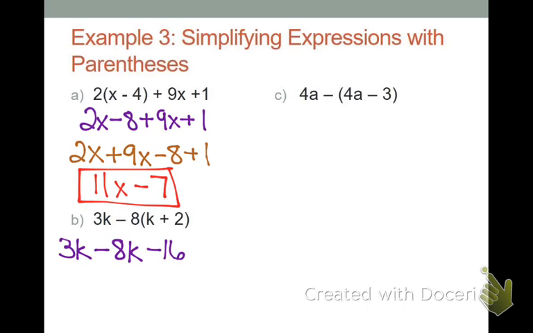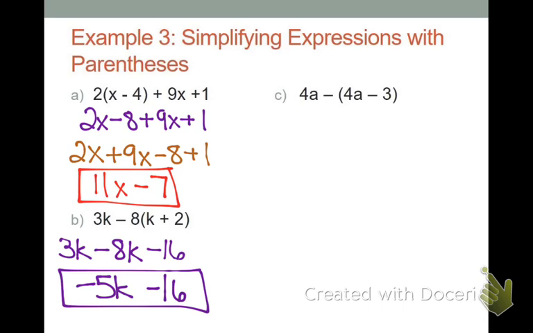All right, so that's my final answer, right? No. Why not? Because I can still combine my like terms. What's 3k minus 8k? -5k minus 16. All right, so now let's look at C.